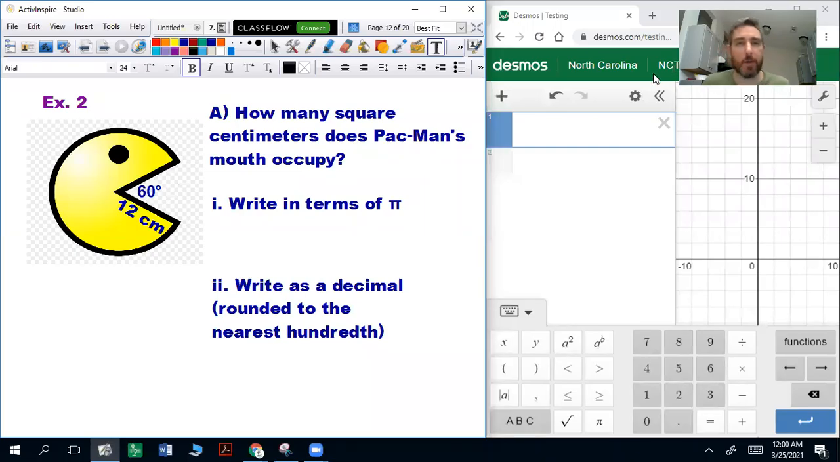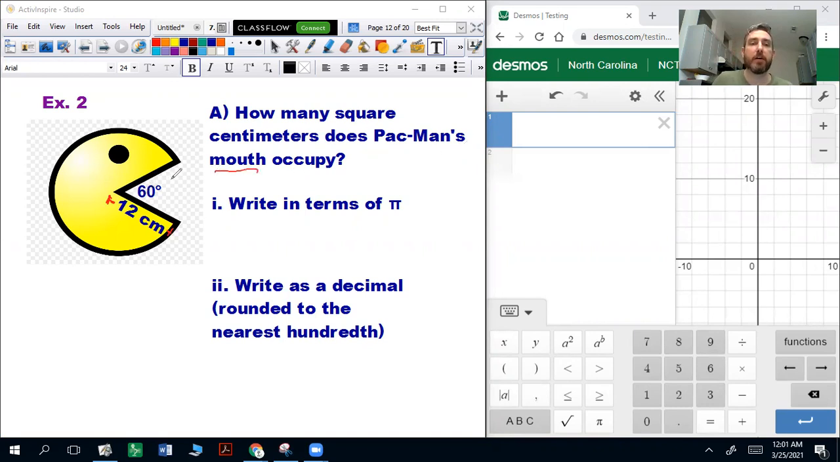Example number 2, we're talking about Pac-Man. Let's pretend Pac-Man's a circle. It's a little bit flatter than a circle, but we'll ignore that for the moment. So Pac-Man, suppose he has a radius of 12 centimeters, and his mouth opens 60 degrees, and I want to know how many square centimeters Pac-Man's mouth occupies.